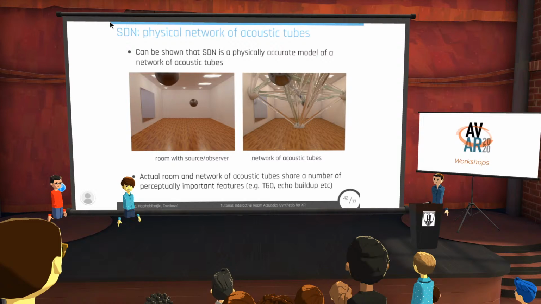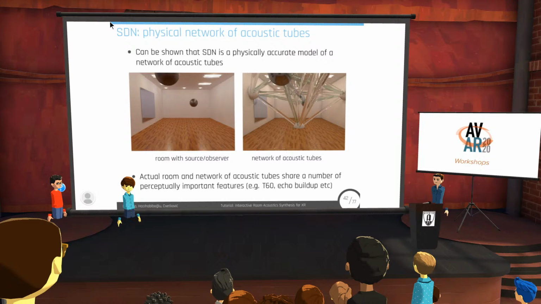So you can really imagine having a sound source, which is represented by one of these spheres in the figure, and putting your head where the other sphere is, and listening through this network of acoustic tubes. Now, what's key here is that the actual room on the left that you see shares a large number of perceptually important features with the network of acoustic tubes on the right.